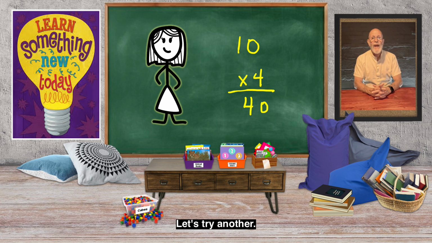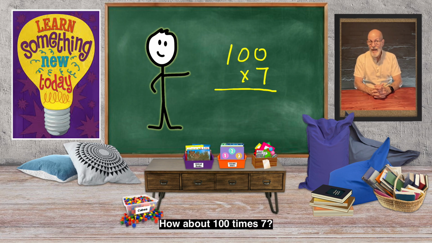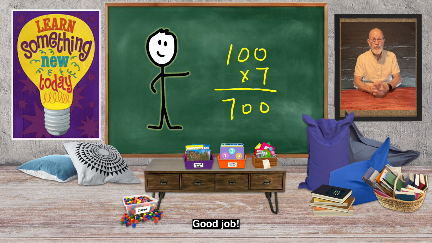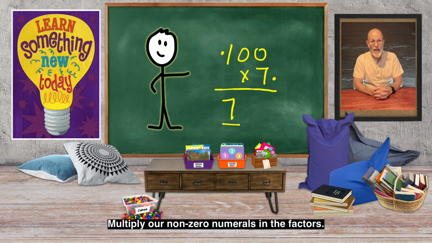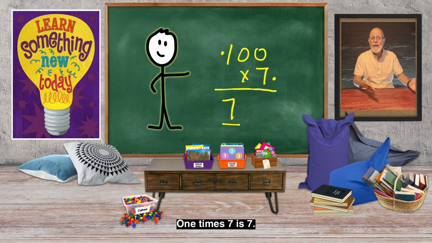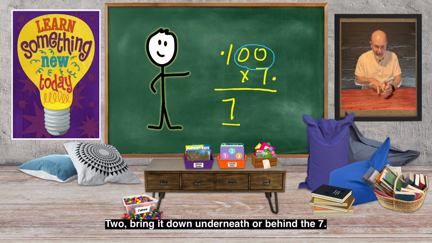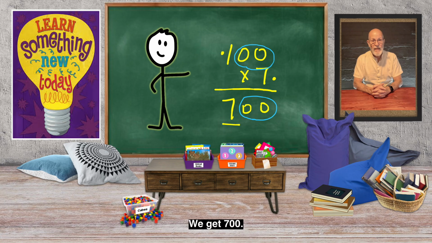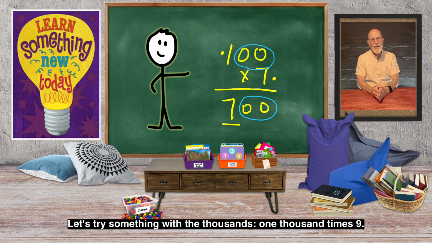Let's try another. How about 100 times 7? Did you get an answer? Was it 700? Good job. Multiply our non-zero numerals in the factors. 1 times 7 is 7. How many zeros? 2. Bring it down right behind the 7. We get 700.